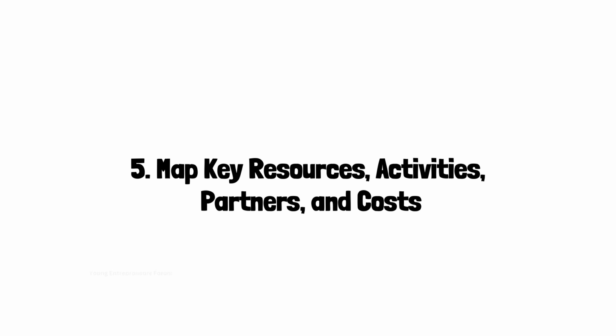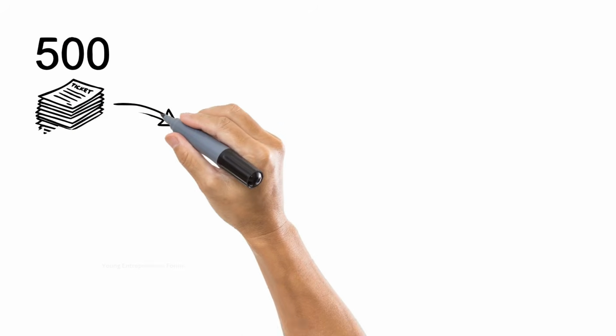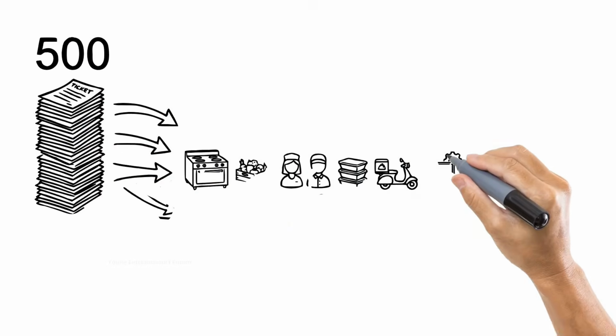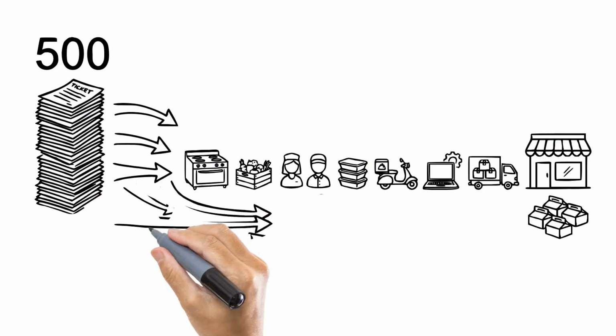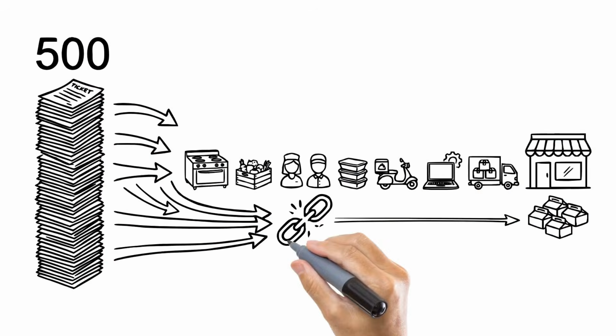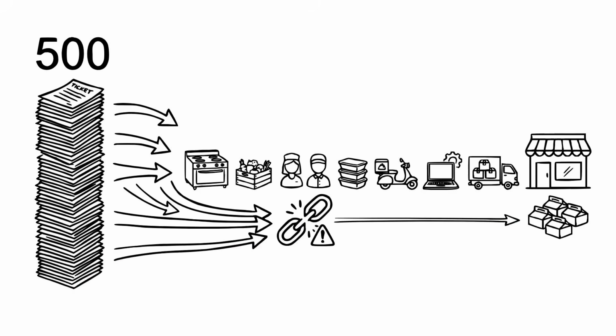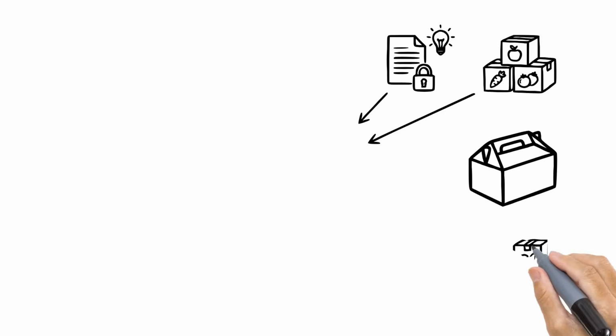Number 5. Map key resources, activities, partners, and costs. Imagine your meal delivery business suddenly receives 500 orders in 1 week. Demand sounds exciting, but you cannot fulfill those orders without kitchen capacity, ingredients, employees, packaging, delivery systems, technology, and reliable suppliers.